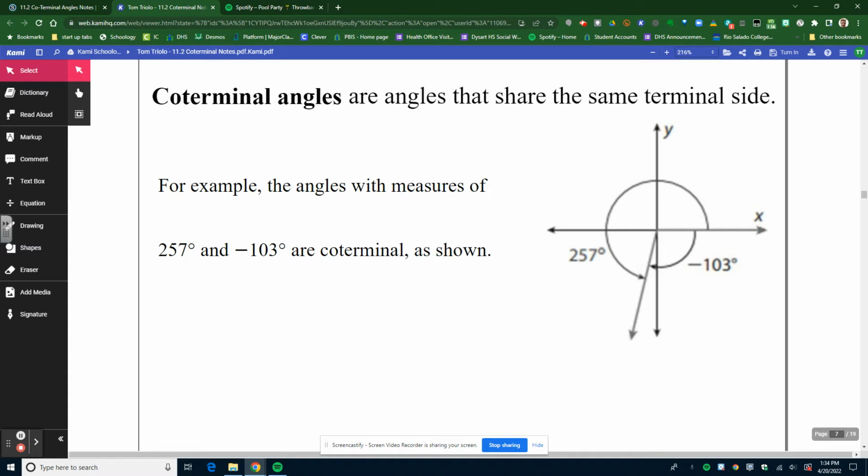So if I take away the negative sign, what's 257 plus 103? Remember I told you at the beginning of class, if you can add and subtract 360, you can do this. To get the negative angle, if I just do 257 minus 360, I get negative 103. If I take negative 103 plus 360, I get 257. So coterminal angles are always going to be 360 degrees apart.